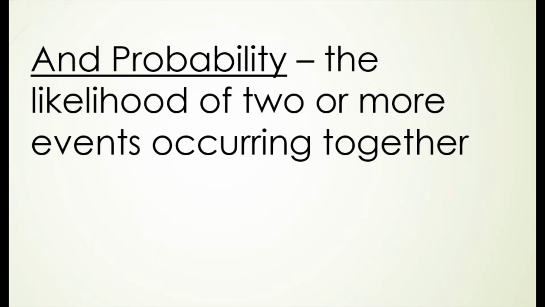Our first definition is and probability, also known as joint probability. It's the likelihood of two or more events occurring together. So what we're doing now is starting to combine probabilities. For example, if we know the probability of event A and we know the probability of event B, and probability tells us the probability of event A and B both occurring.